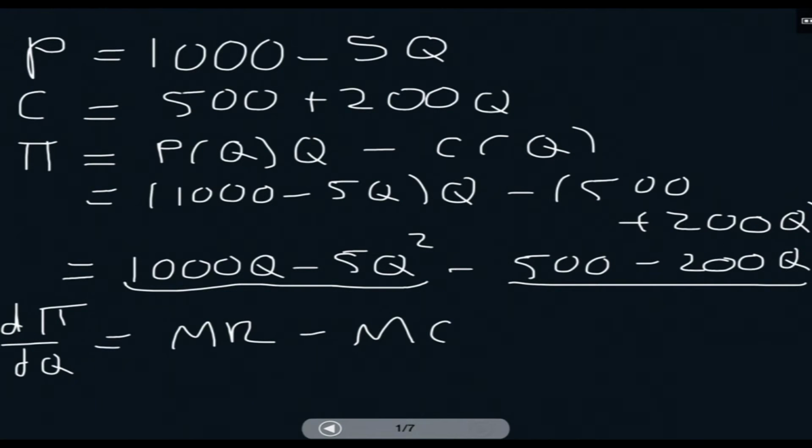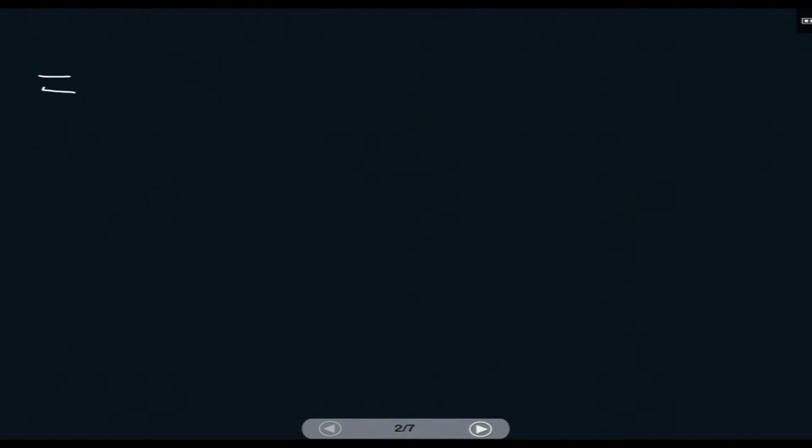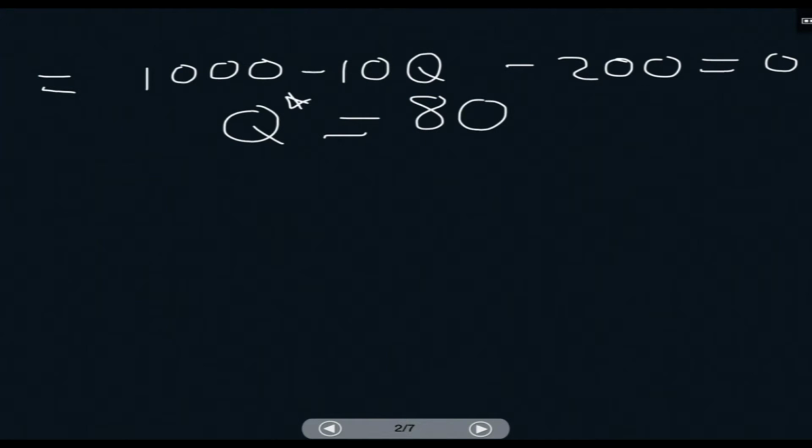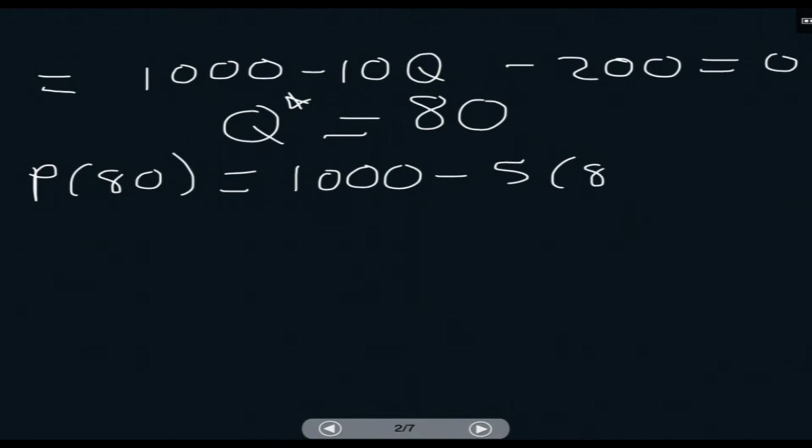So let's take that derivative. We're going to get 1,000 minus 10Q minus 200. And then setting that equal to 0 and solving, that tells me that the profit maximizing quantity is 80. Now I can go back and solve for the price that's associated with that quantity by just going back to the demand curve. So I'm going to figure out what price is when quantity is 80. So that's going to be 1,000 minus 5 times 80. And this gives us 600.